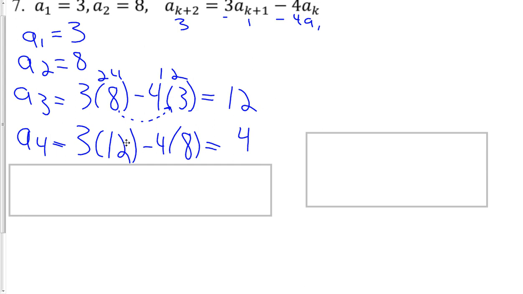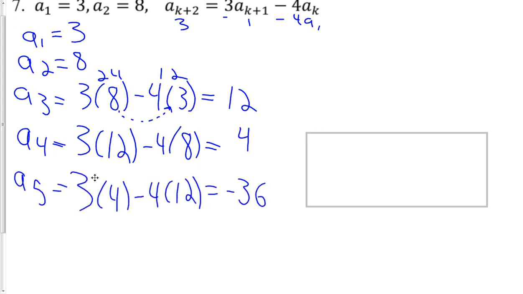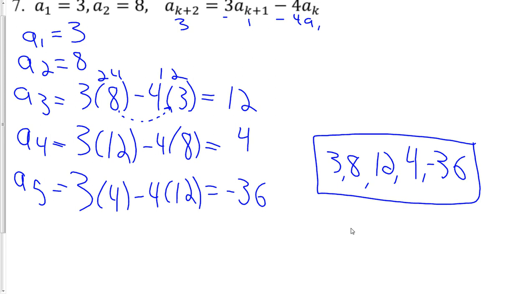3 times 12, 36, minus 4 times 8. 36 minus 32 is 4. And one more, 3 times 4 minus 4 times 12. 12 scooted over, 4 came over. 12 minus 48 is minus 36. So the first 5 terms are 3, 8, 12, 4, negative 36.